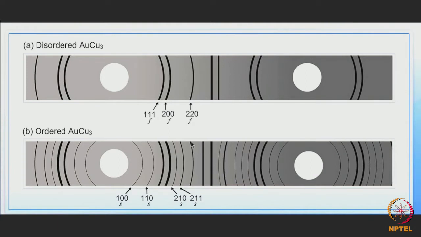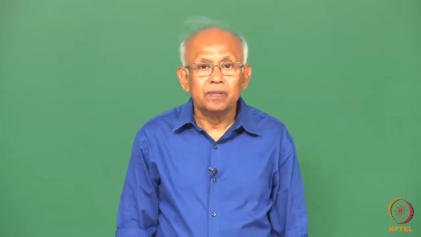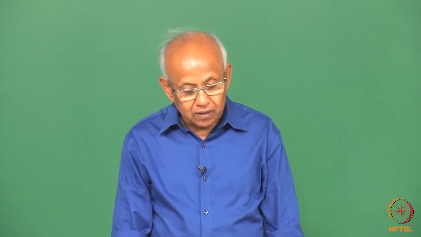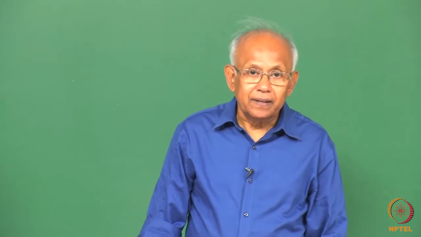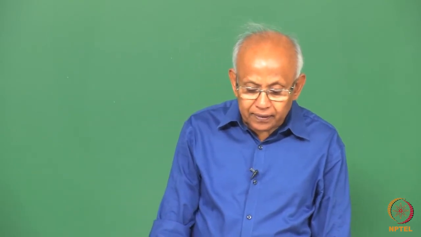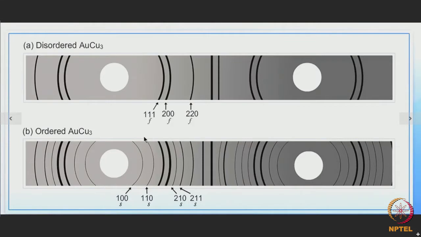also. So, these common lines which appear in the X-ray diffraction pattern for ordered AuCu3 as well as in disordered AuCu3 are known as the fundamental lines, as I have already explained. Now, in addition to these, in the ordered material, the XRD pattern shows many extra lines. Say for example, here it is 1 0 0 S, S stands for superlattice and here F stands for fundamental.